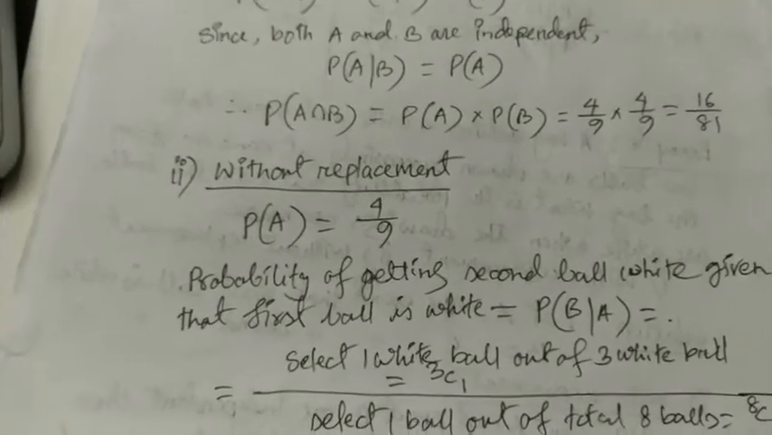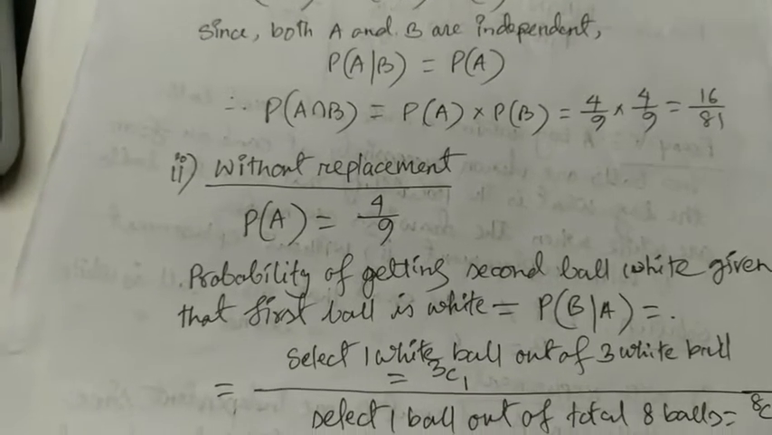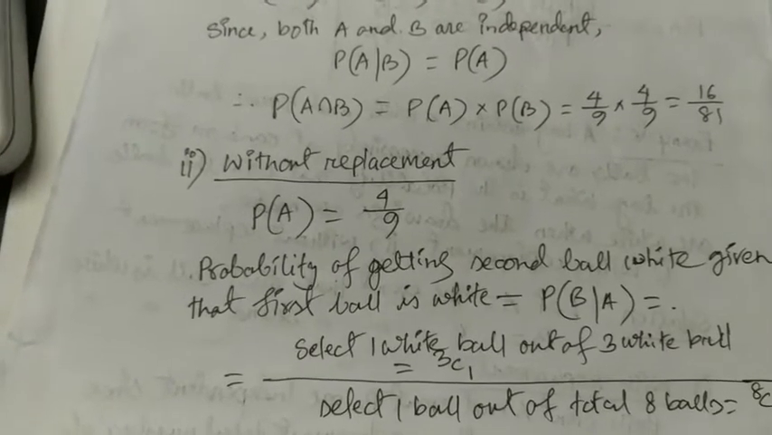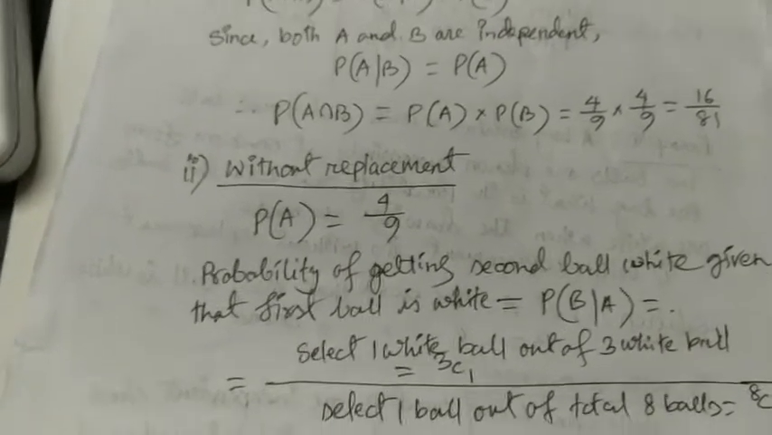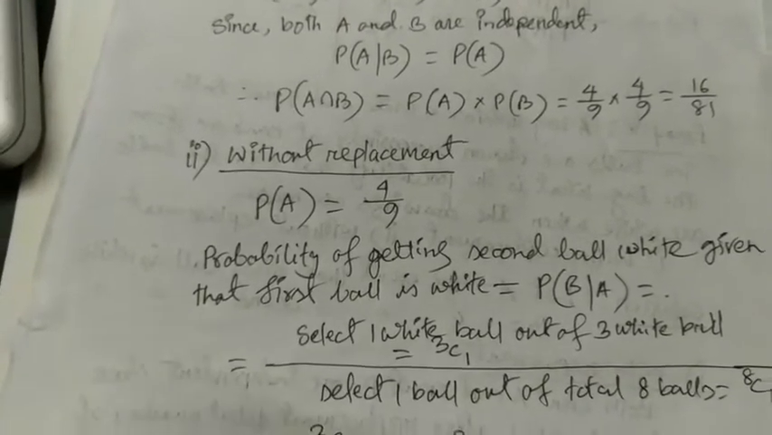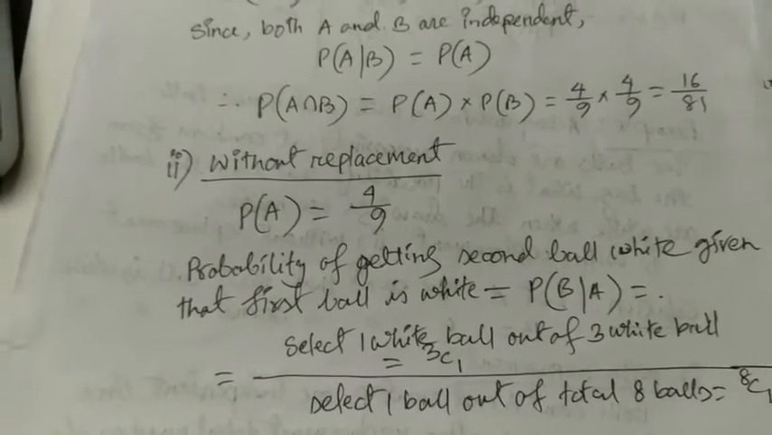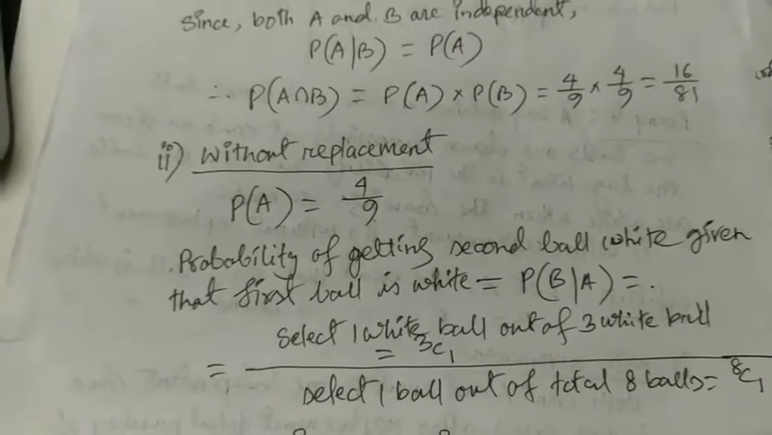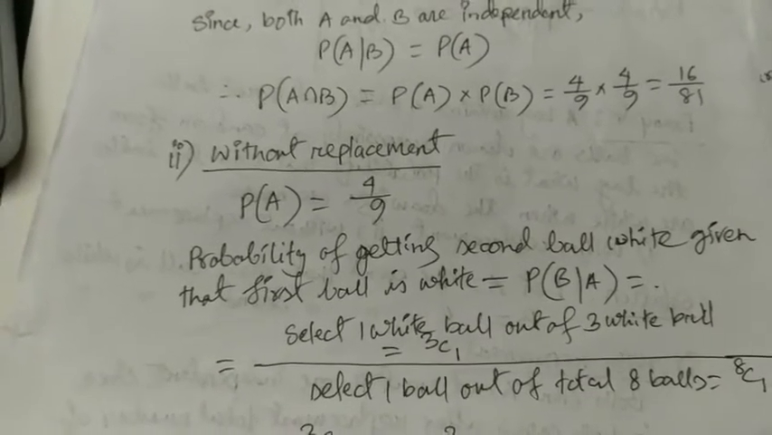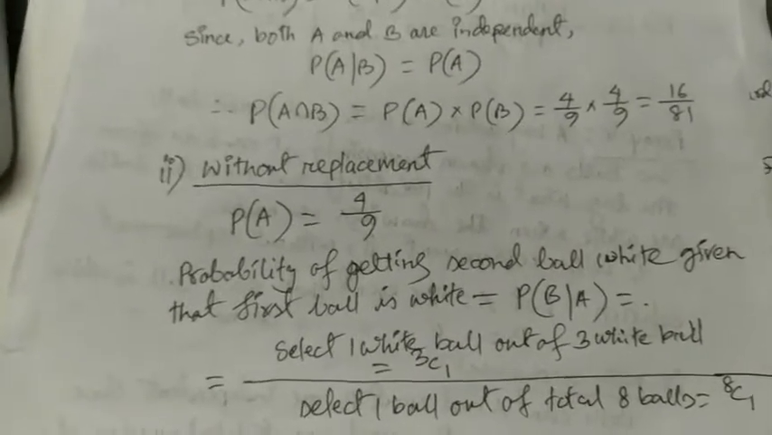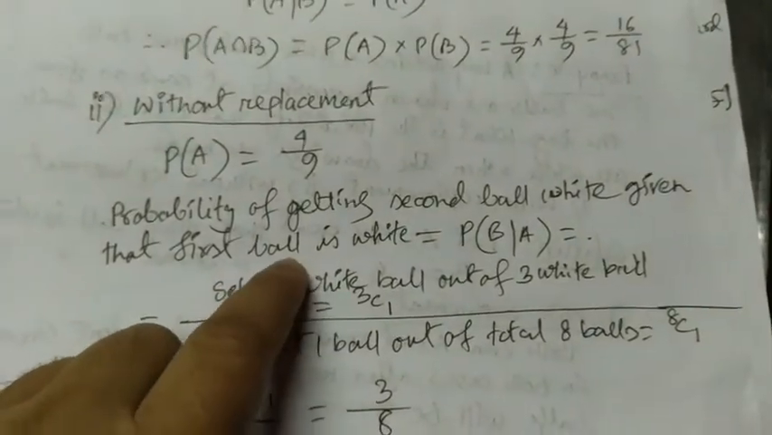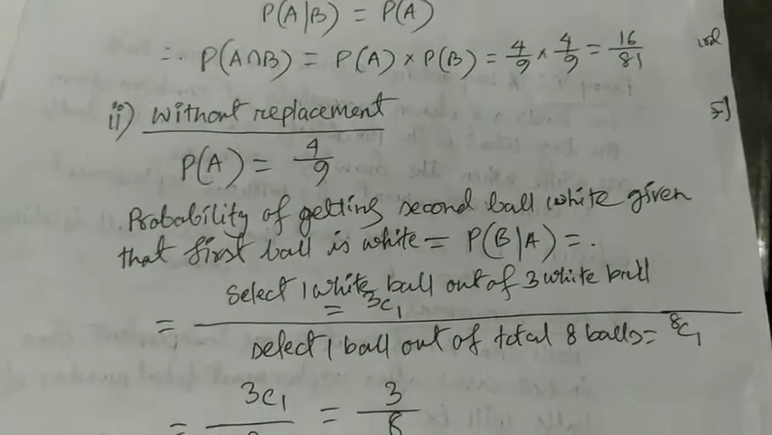So we had a total of 4 white balls. Since you are not replacing, now 3 white balls are left. I'm saying again, we had 4 white balls, and out of them, in the first chance, you already picked 1 white ball, so only 3 white balls are left. And since you are not replacing the ball in the bag, the total number of balls is now 8. When you pick the second ball, you have 3 white balls and 8 total balls. So the probability of getting the second white ball is 3 by 8.